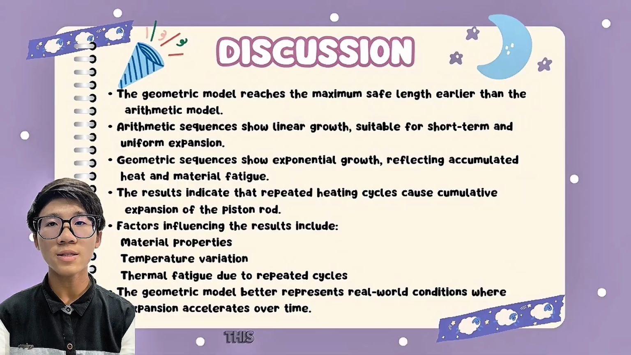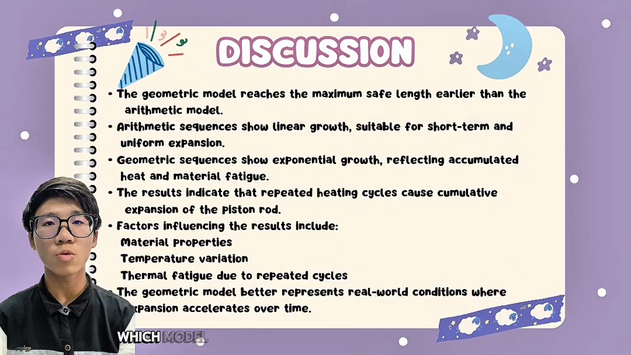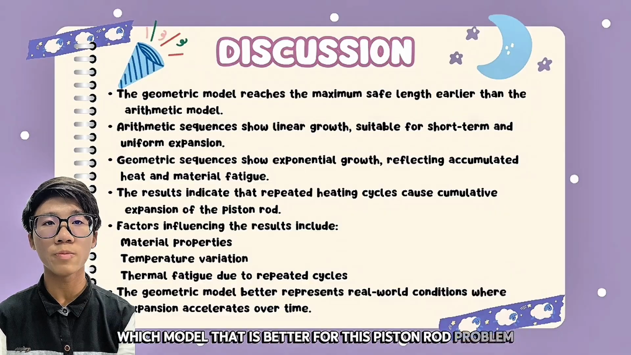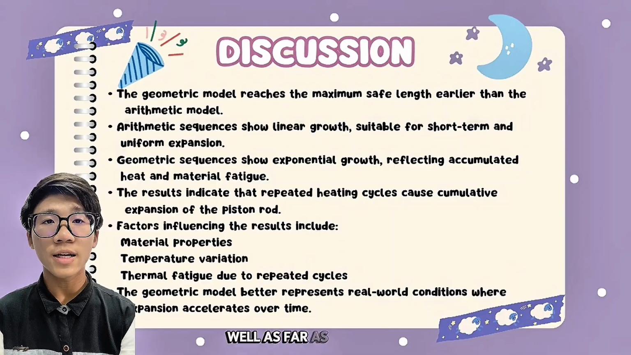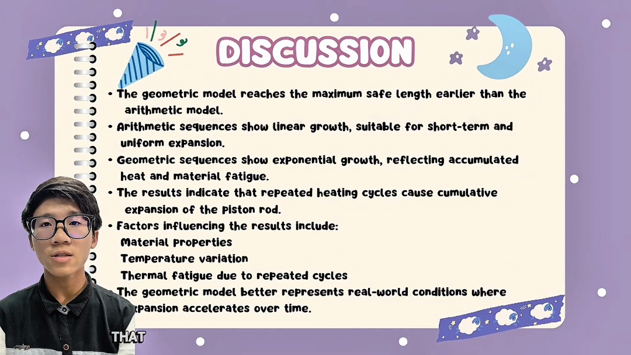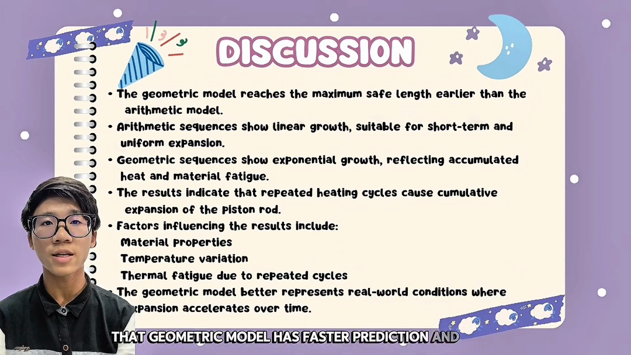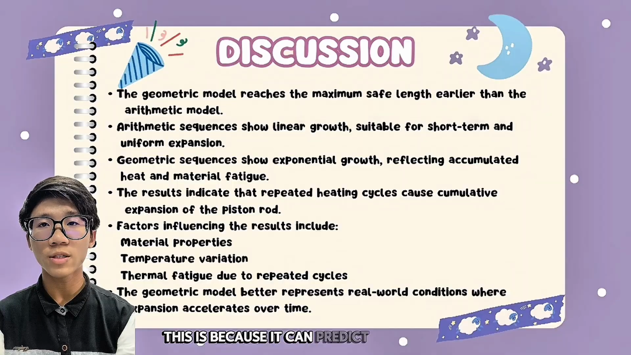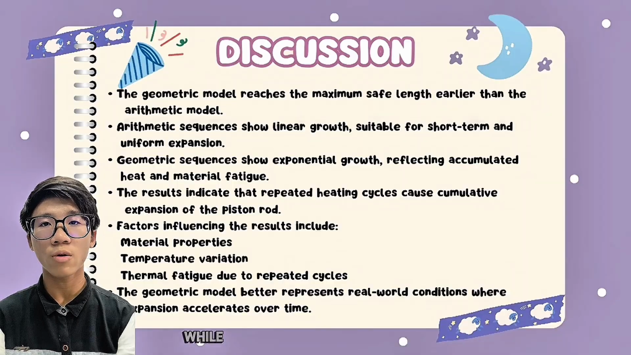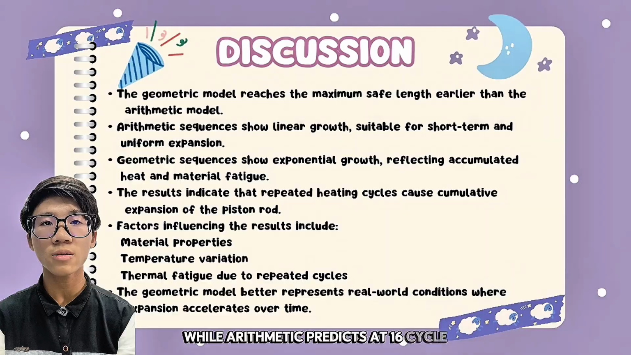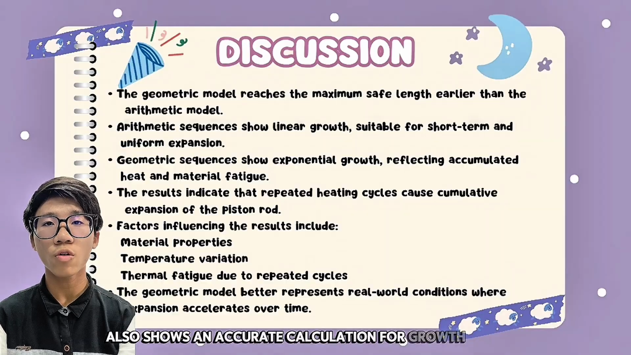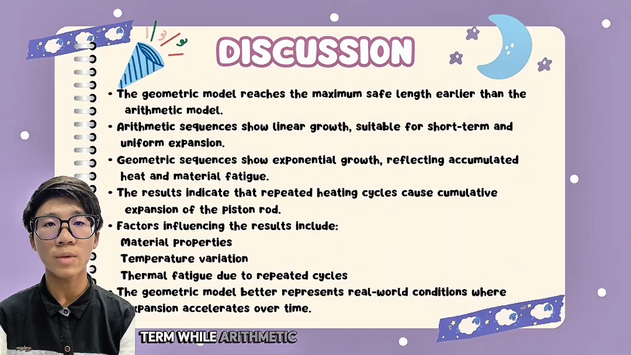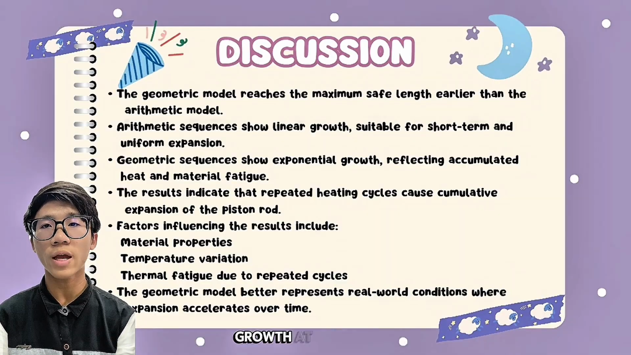This discussion is about which model is better for this piston rod problem, and which one predicts the unsafe condition earlier and the faster growth. As far as our study, we can determine that the geometric model has faster prediction and growth. This is because it predicts at cycle 15.22, while arithmetic predicts at cycle 16, and the geometric model also shows an accurate calculation for long-term growth, while the arithmetic model can only calculate growth in the short term.